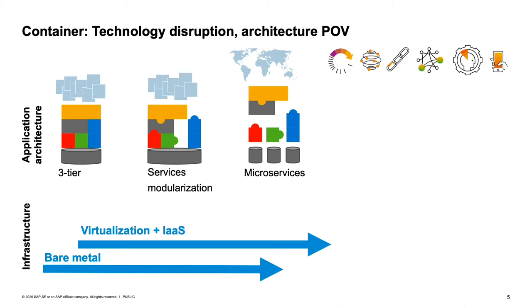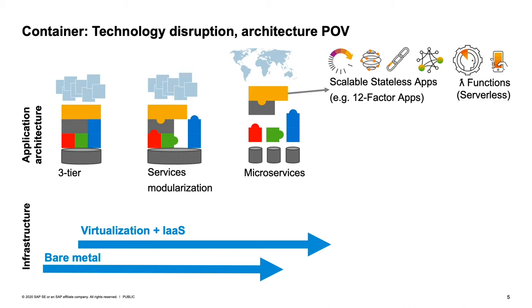Okay, so what's making up those microservices applications? First of all, we have scalable stateless apps or 12-factor apps, and they're stateless. So that means if you have a higher load, you can just add application server instances and you can remove them if your load decreases.